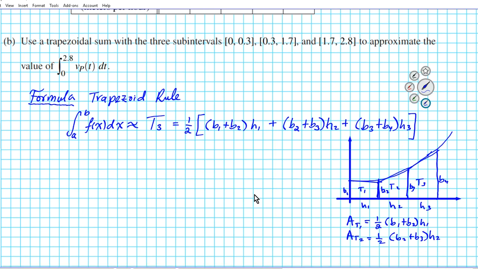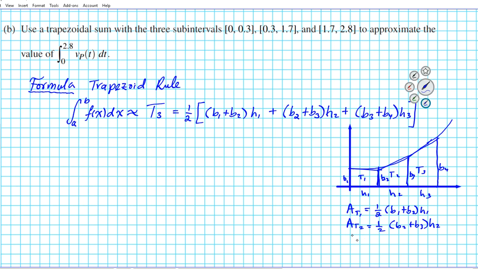That's for the second trapezoid. And then for the third trapezoid is 1/2 b3 plus b4. And then when you combine these three formulas together, you get exactly this. I just factored out 1/2 because 1/2 is common amongst all three.